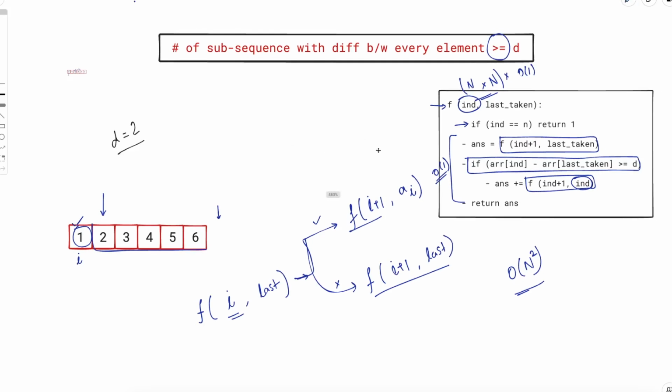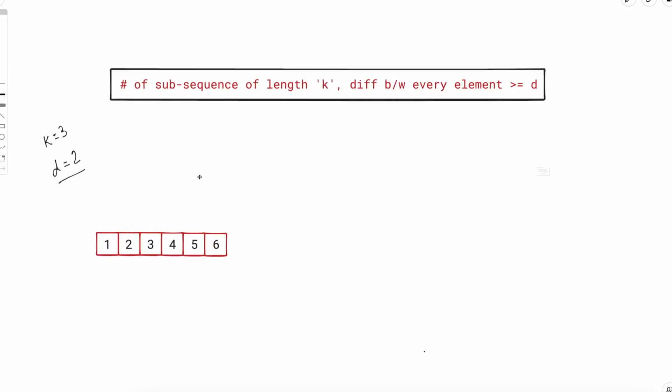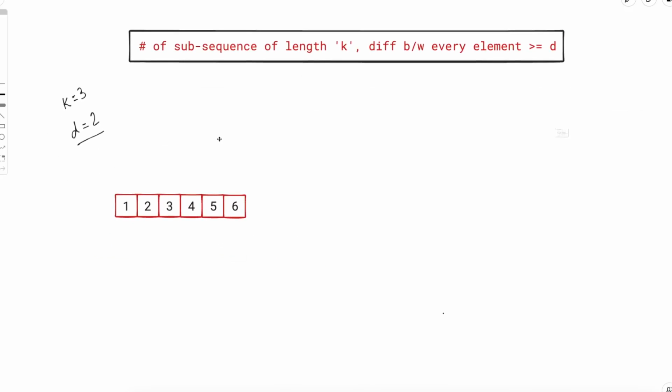Now notice we had a k as well. So we need to figure out the number of subsequences with length k and difference between every element greater than or equal to d. So let's now take k into consideration. If you understand the previous part, this part should be very easy for you. You should be able to do it by yourself. Notice we have already sorted the elements because we still want to figure out efficiently the scenarios where the difference between every element is greater than or equal to d. So sorting the elements is required.